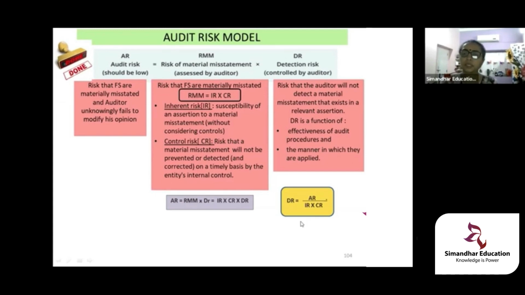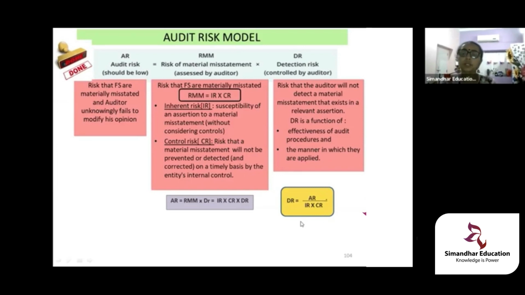Inherent risk is in nobody's control. Control risk is in management's control. But only detection risk is in the auditor's control. So you will all agree that what should the auditor try to do? He should try to reduce, mitigate or minimize detection risk.